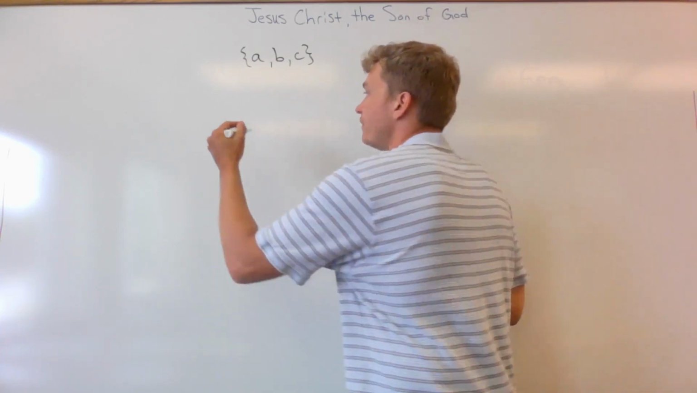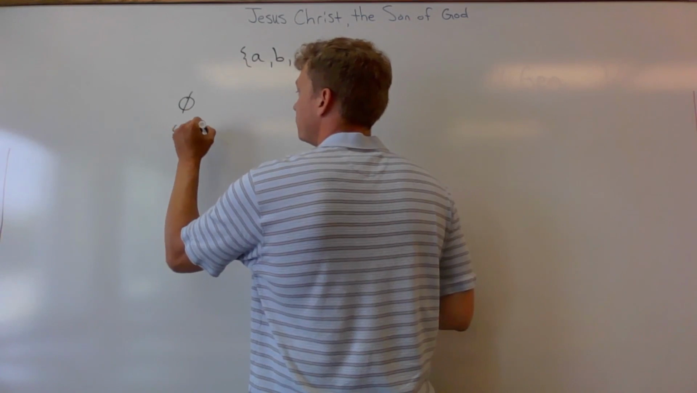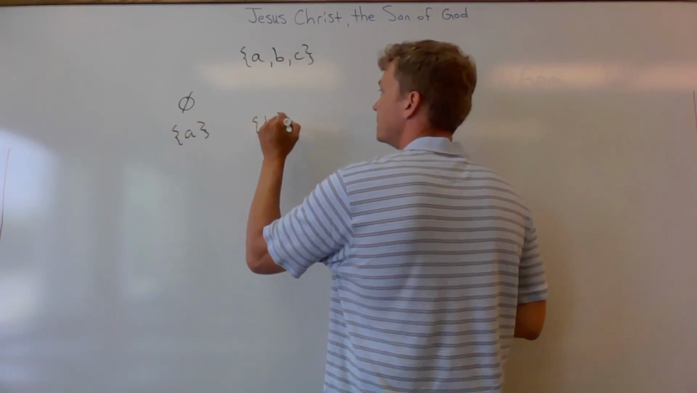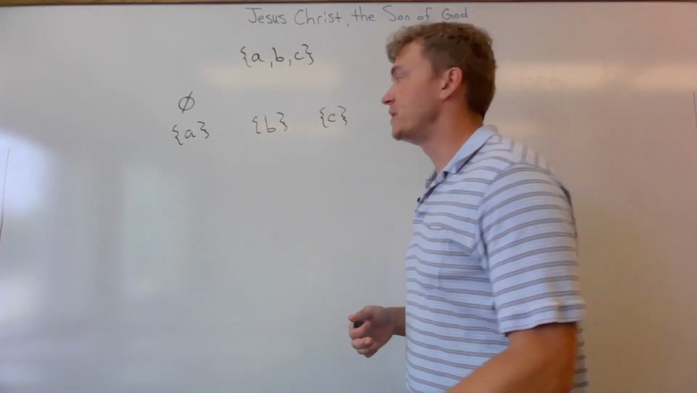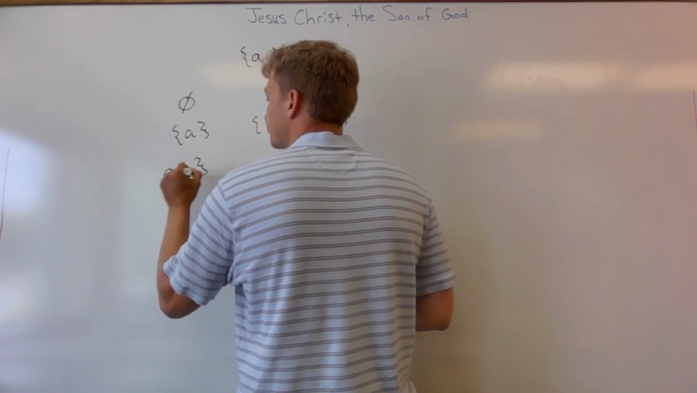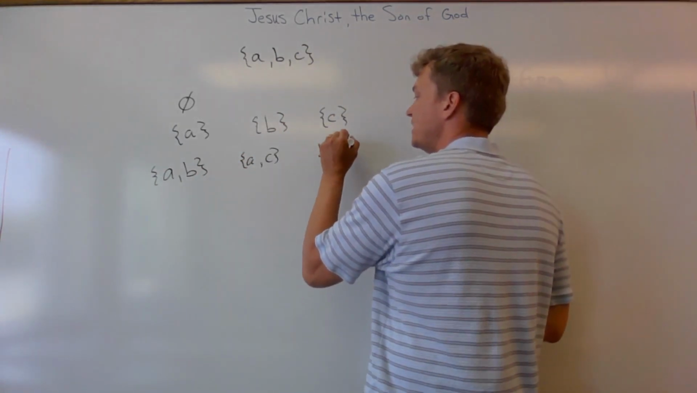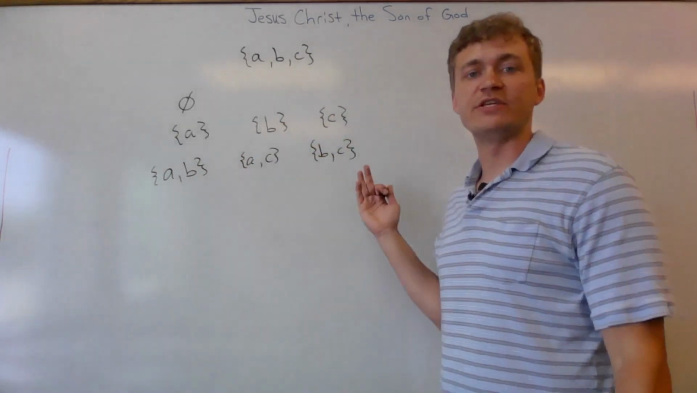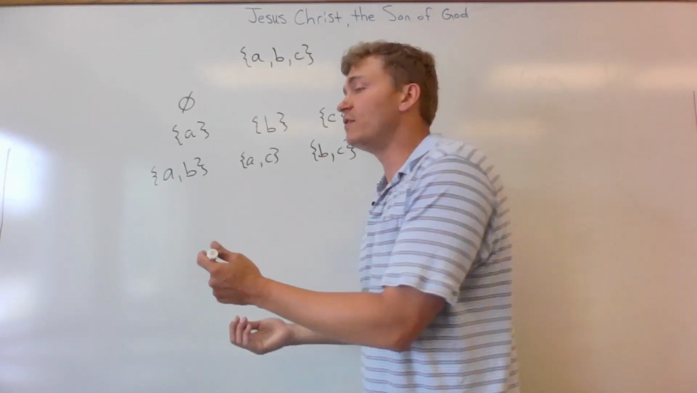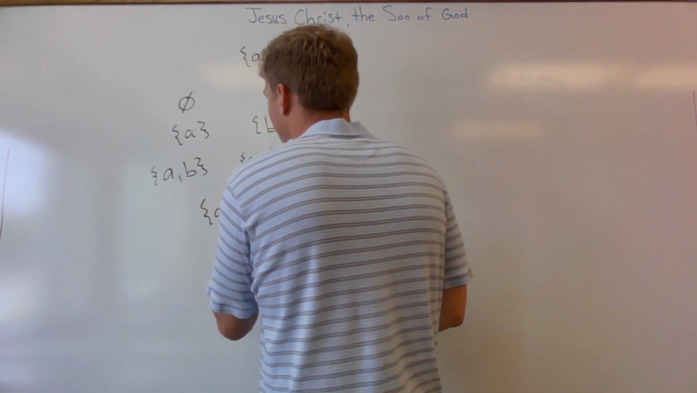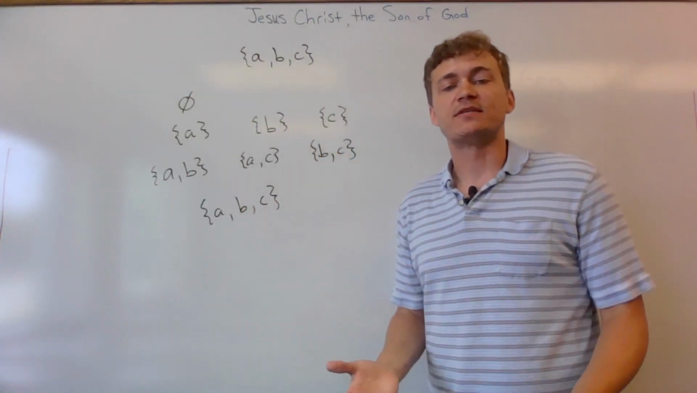Let's remind ourselves. The empty set, that's a subset. A is a subset. B is a subset. C is a subset. Going to the sets with 2 elements, AB is a subset. AC is a subset. BC is a subset. So these are each of our 3 subsets containing only 2 elements. The last one here is the set itself, ABC. Right? These are our 8 subsets.